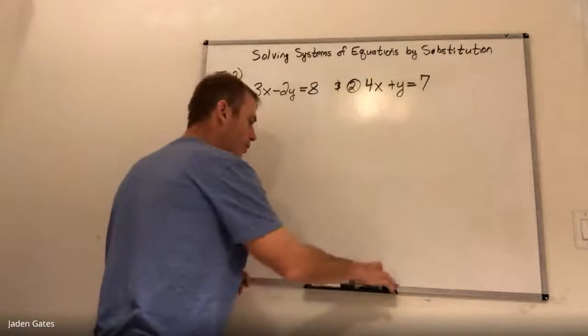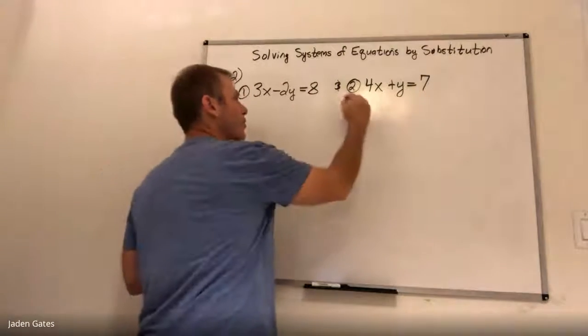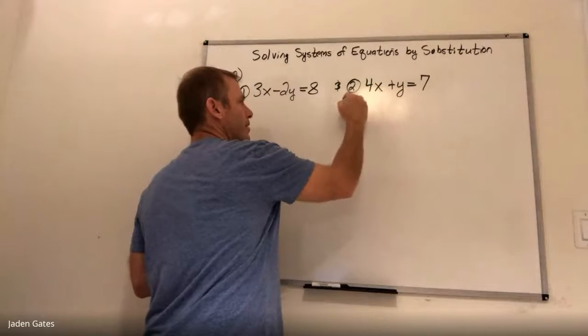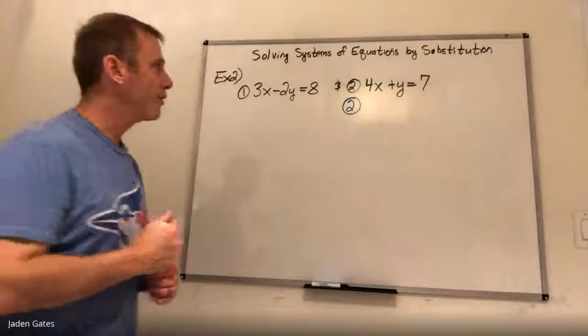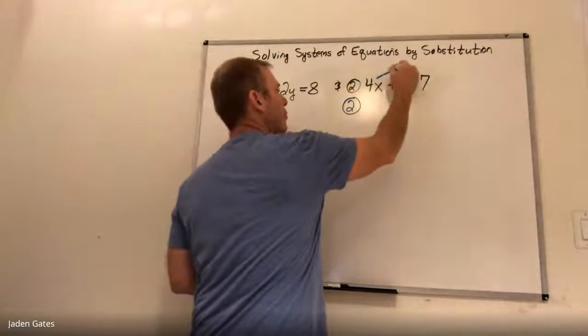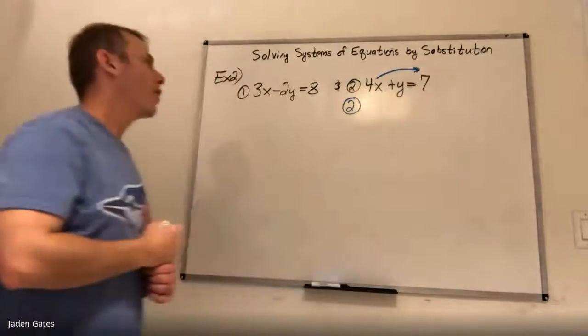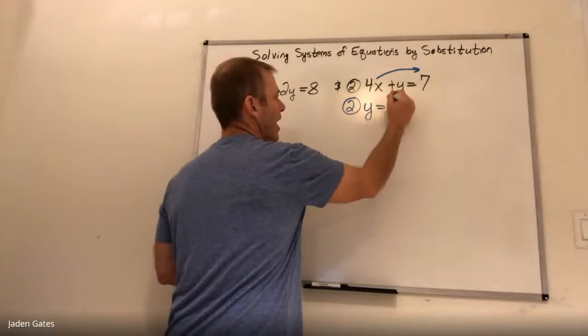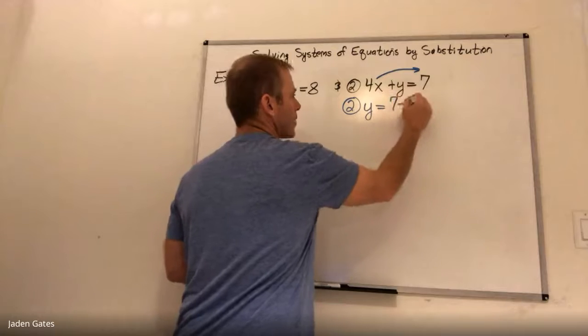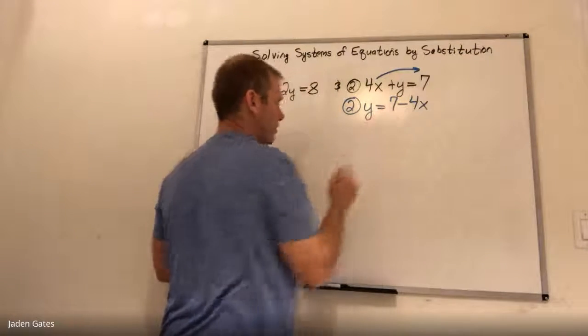So here's what I'm going to do. I'm going to change this equation number 2, just like I did the last example. And I'm going to do it so that I can get my y by itself. And so I'm going to move that 4x over. All right, so now my new equation number 2 is y equals, I have a 7, and I bring the 4x over, so it's a -4x.